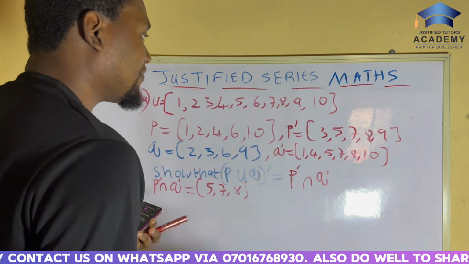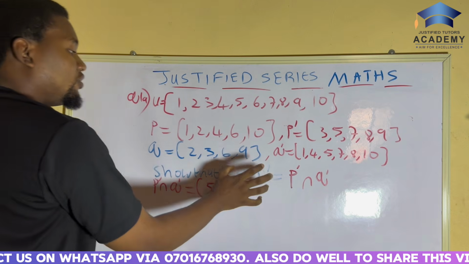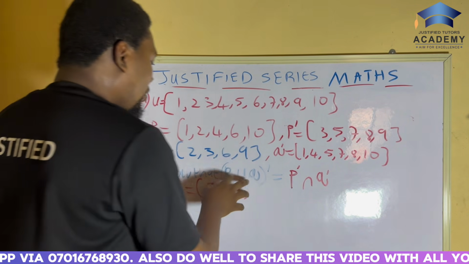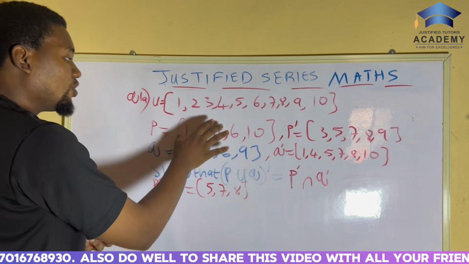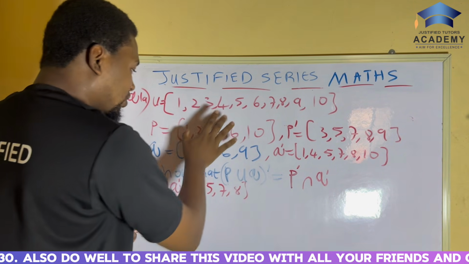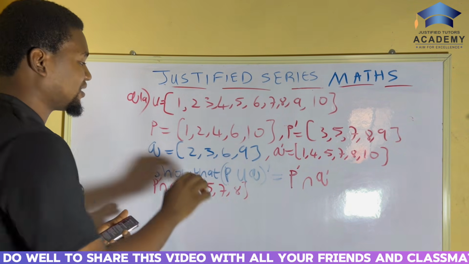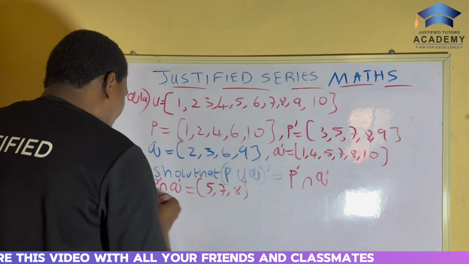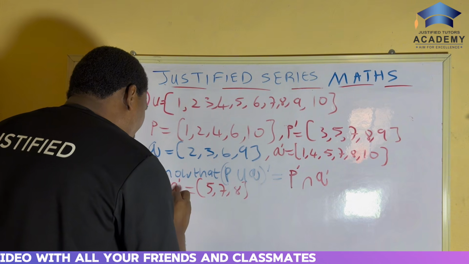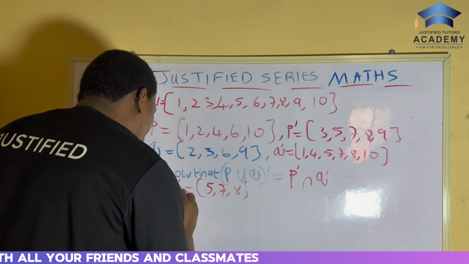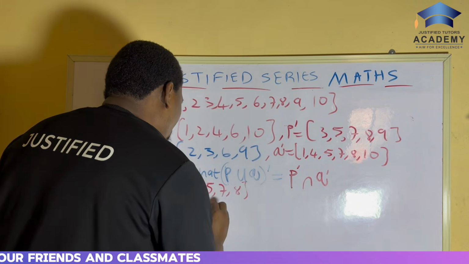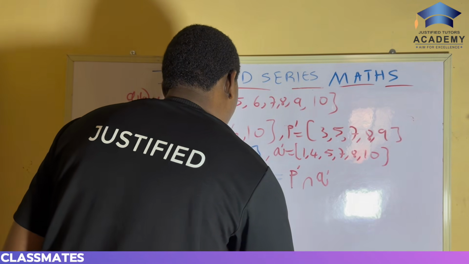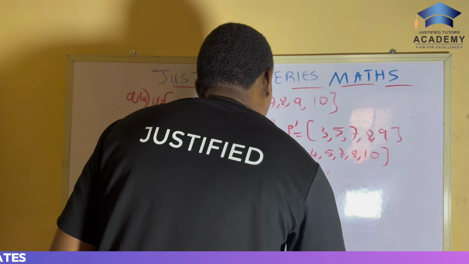Right? 5, 7, 8. Yes. Now, this one, P union Q complement. What this simply means is: write out everything that is in both of them, without repeating any numbers. So 1 is here. So P union Q is equal to what? 1, 2, 3, 4, 6, 9, and 10.